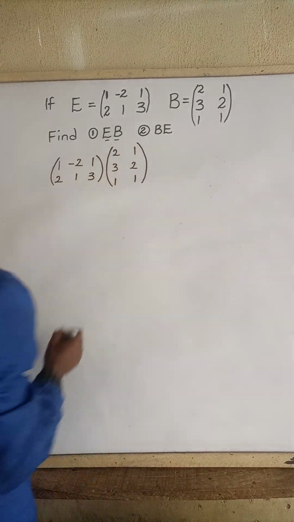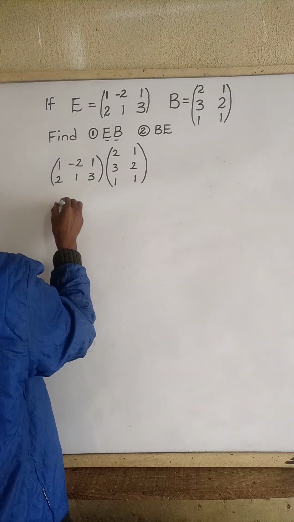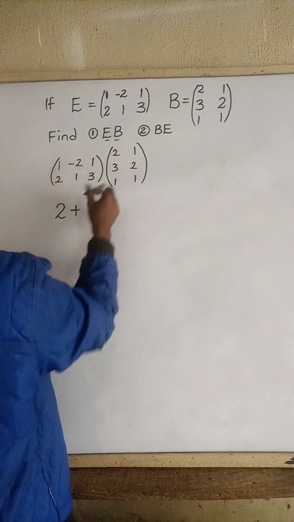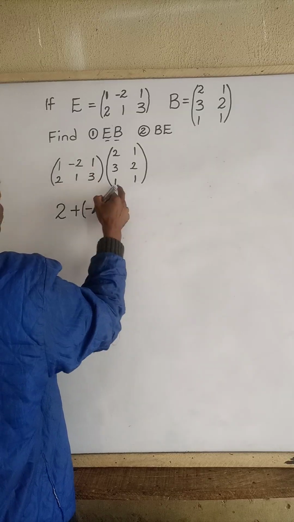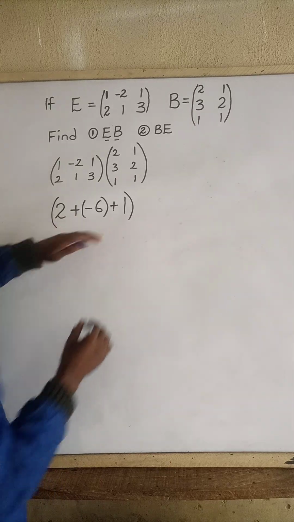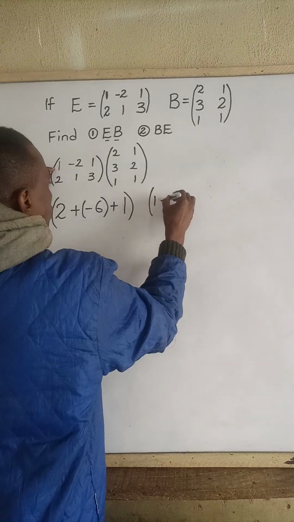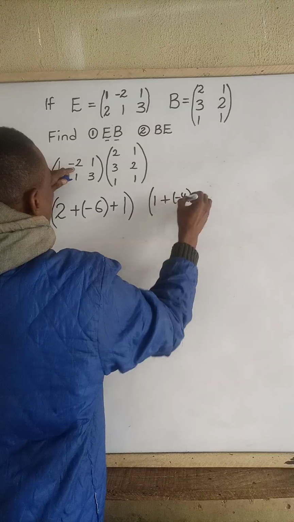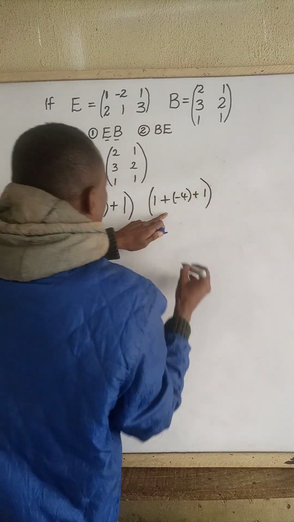Let us now carry out the multiplication, which is 1 times 2 will give us 2, plus minus 2 times 3 will give us minus 6, plus 1 times 1 will give us 1. So this is the first element. Let's move to the second element, which is 1 times 1 will give us 1, plus minus 2 times 2 will give us minus 4, plus 1 times 1 will give us 1. This is the second element.